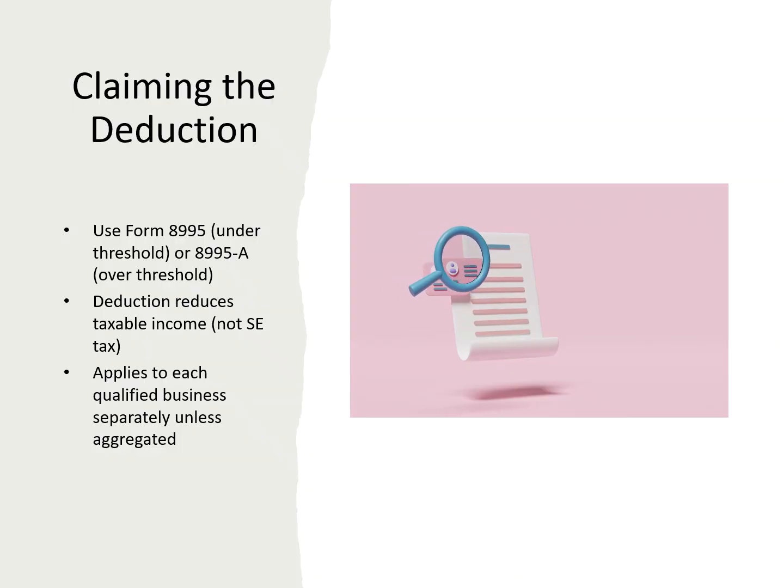How do you claim the QBI deduction? That's simple. Use Form 8995 if you're under the threshold or 8995-A if you're over the threshold. This deduction reduces your taxable income, and you want to apply it to each qualified business separately unless you choose aggregation.